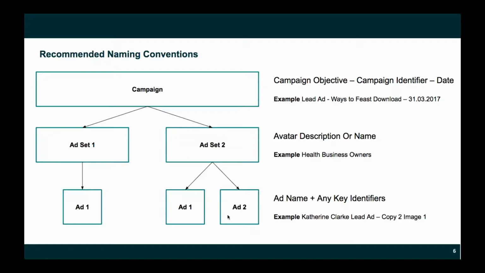And then down at the bottom level, where you've got multiple ads running, we recommend that you name the copy, so the ad name. So for this one, it was Kath Clarke lead ad, copy two, image one. What that means is we've tried a couple of different copy variations. So this was copy two, and we paired it with an image that we used in the original ad, image one. So this means if you're trying a few different things, like different images, different copy, different headlines, if you clearly identify what the difference is between the ads within the name, once again, it makes it really easy for you to sit there and understand very quickly what's working and what isn't.